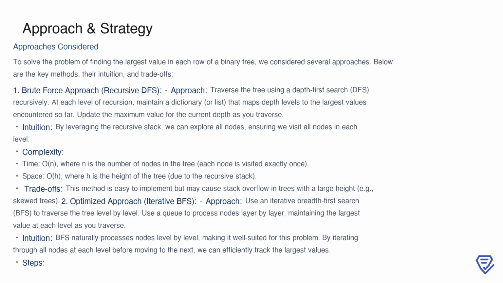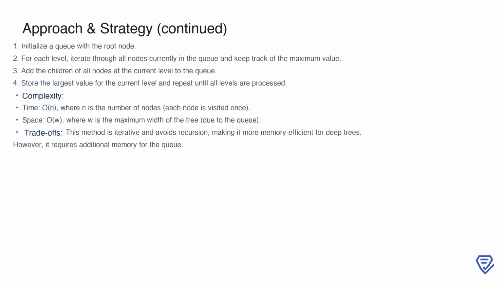On the other hand, an optimized approach involves an iterative breadth-first search, or BFS. This method processes nodes layer by layer using a queue, which makes it especially efficient for keeping track of maximum values at each level. BFS is particularly intuitive for level order traversal, as it processes one row of nodes completely before moving on to the next. In implementing the iterative BFS approach, we start by initializing a queue with the root node of the tree.